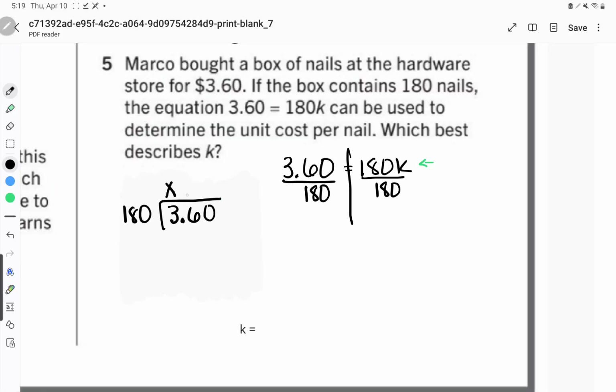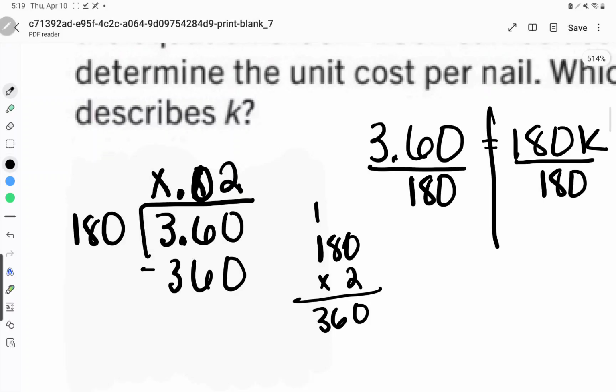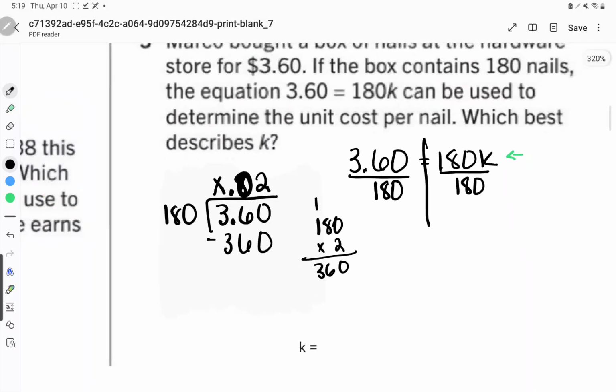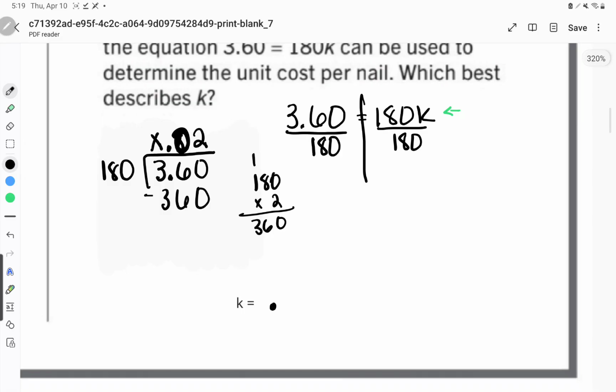180 does not go into 3. We bring up that decimal. 180 does not go into 36, but it does go into 360, and it goes in twice. So I have 2 times 180, and that does give me 360. Now, right here, where the 0 is, I should have put a 0. So you have that k equals 0.02.